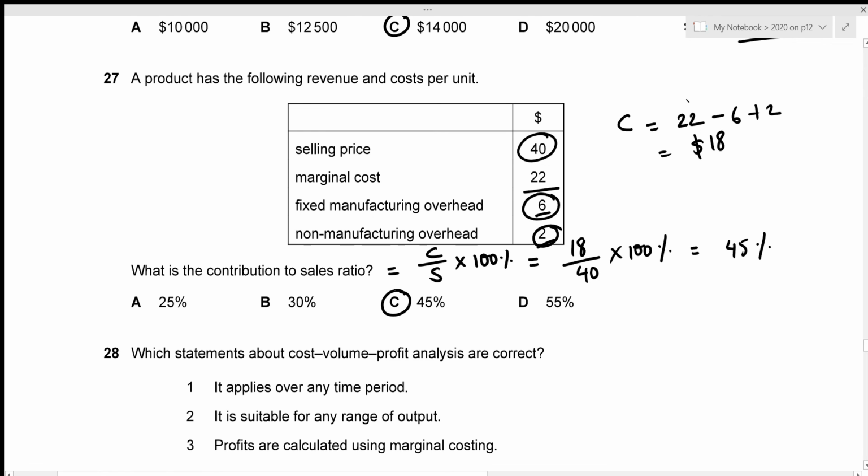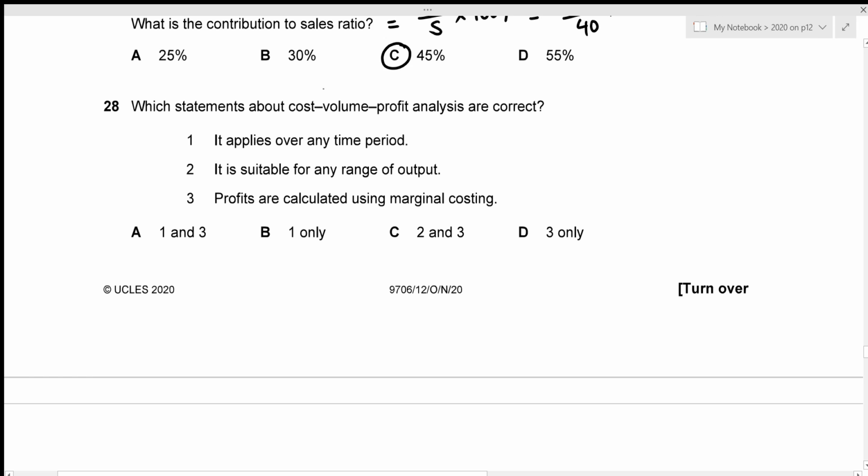Now we can move towards question number 28. Which statements about cost volume profit analysis are correct? So the first one is it applies over any time period. This is actually incorrect because cost volume profit analysis only applies over a short time period. Then the second one is it is suitable for any range of output. Again, this is incorrect because cost volume profit analysis is only suitable if there is only one product.